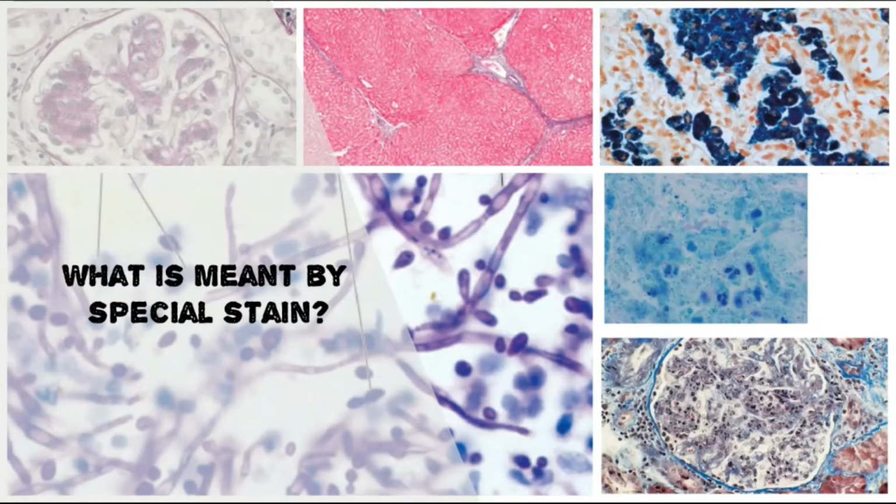Special stains are special because they are not routine. Therefore, special stains refers to any staining technique other than hematoxylin and eosin. Routine hematoxylin and eosin staining is important for providing the details of tissue and cell structure as well as differentiation of cellular constituents, especially the cytoplasm and nucleus.